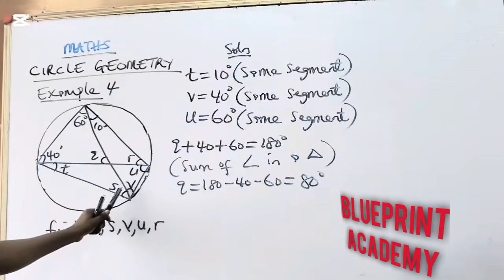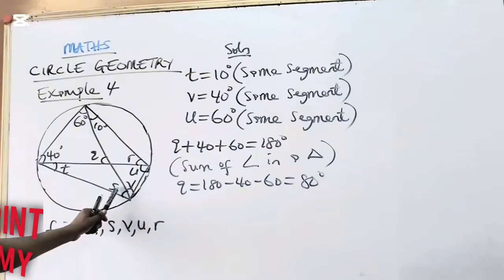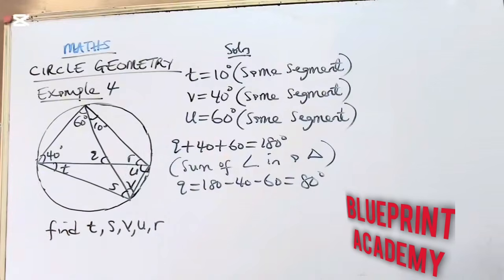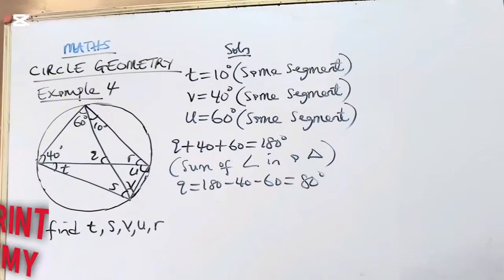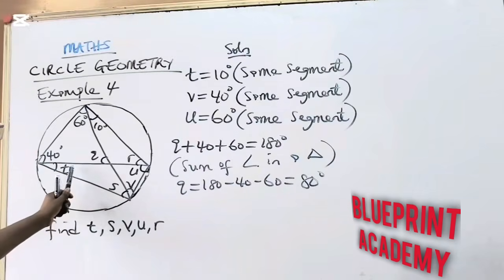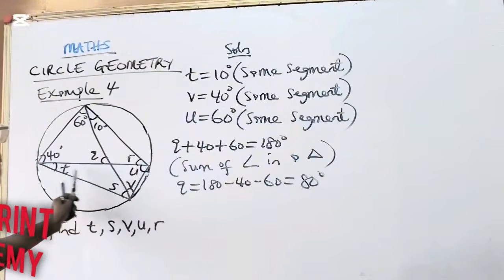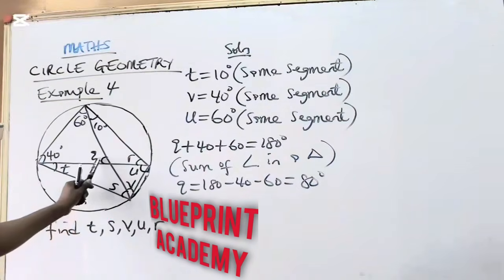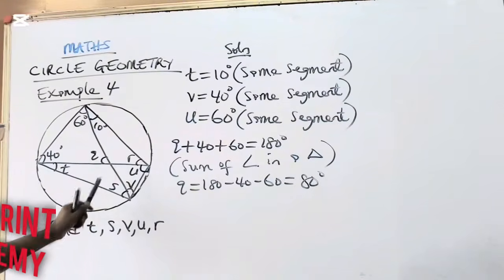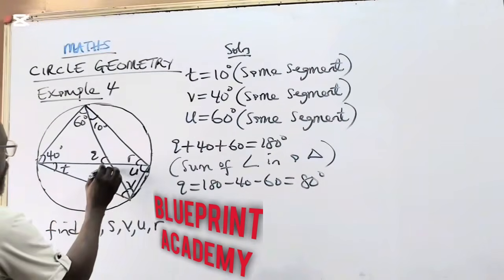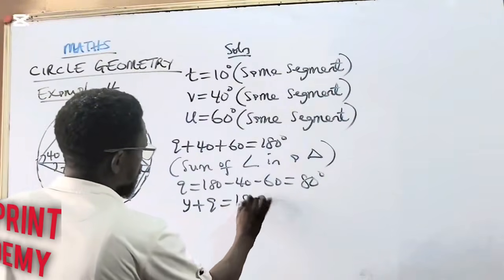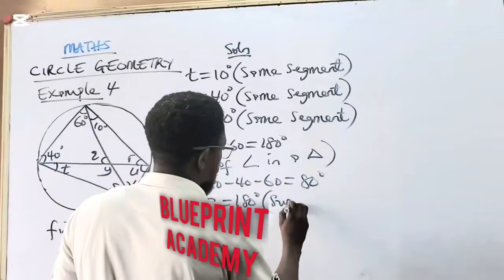Once you get S and R, S and R are in the same segment, so S equals R. Now we have the value of T already as 10. Since I know T is 10, if I get this part, I can get this one, because sum of angles in the triangle is 180. So since Q is 80, this angle here is going to be 100. Let's call that angle Y. So I have Y plus Q equals 180 degrees. That is the sum of angles on a straight line.